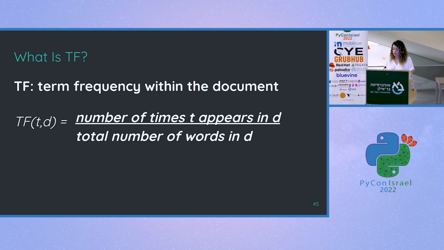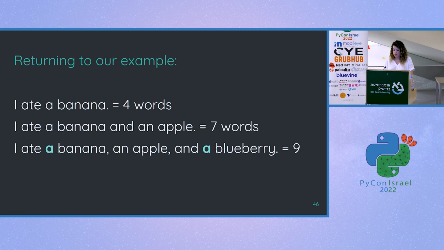So let's break it down. What is TF? It's the term frequency in the document. So how many times a specific word appears in a specific document, and the total number of words in that specific document. So we have "I ate a banana", which is 4 words. We have "I ate a banana and an apple", which is 7 words. We have "I ate a banana, an apple, and a blueberry", which is 9 words.